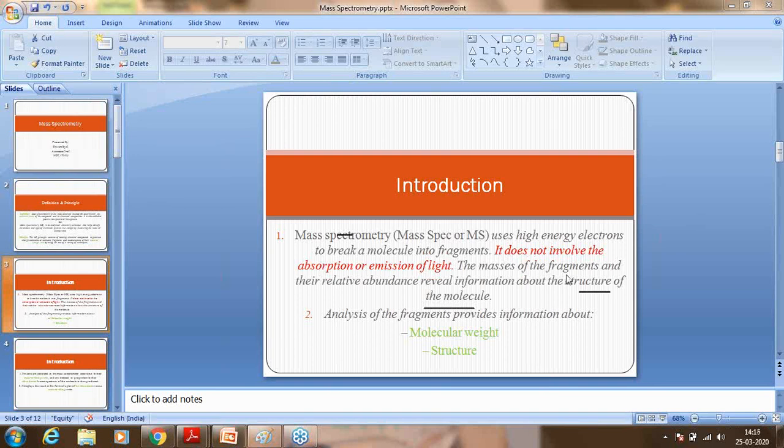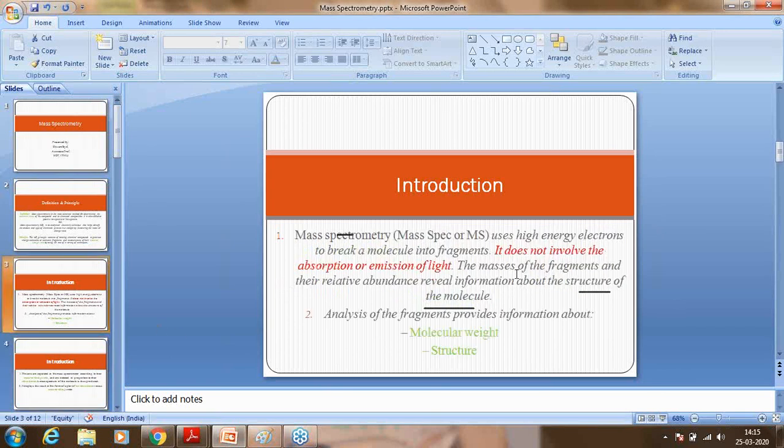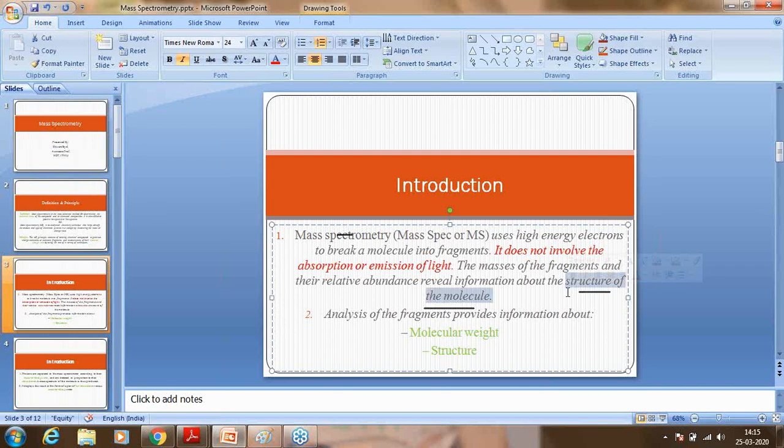The masses of the fragments and their relative abundance reveal information about the structure of the molecule. After these fragments reach the mass analyzer, it will determine the mass upon charge and their relative abundance. On the basis of the mass upon charge ratio as well as its relative abundance in the sample, we will reveal the information about the structure of the molecule.